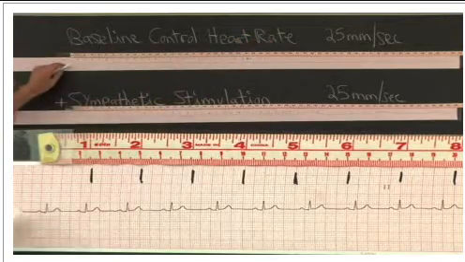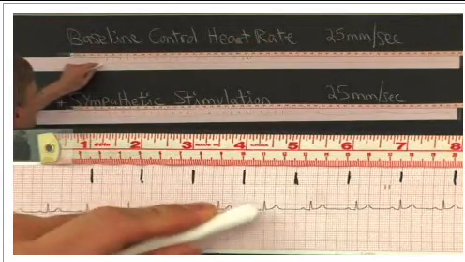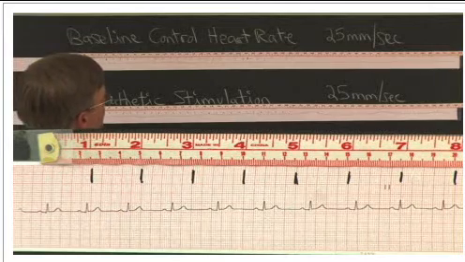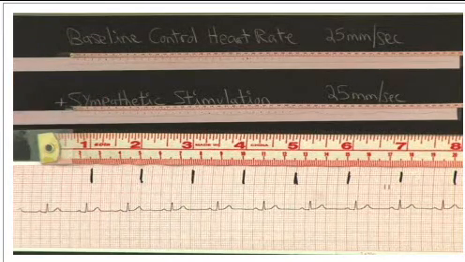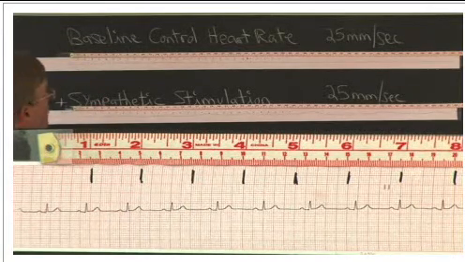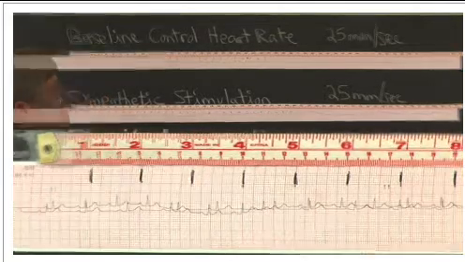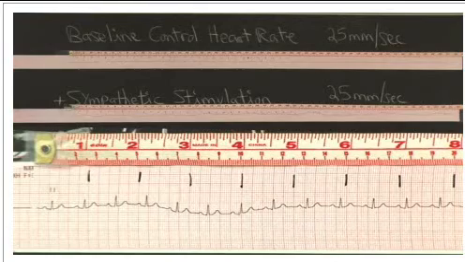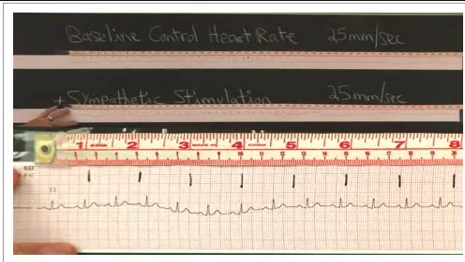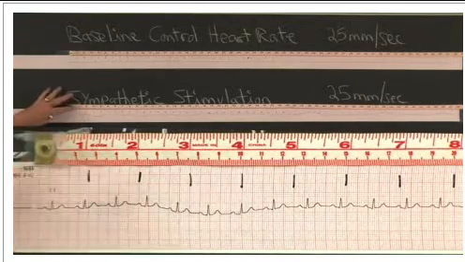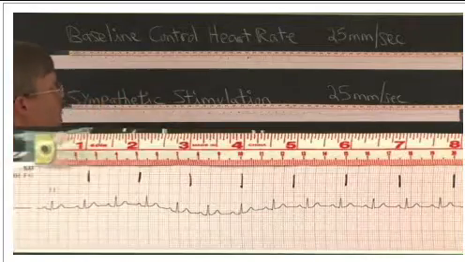And I've counted the number of QRS complexes that occur within that 30 seconds. I found that it is 39. So that would give me a heart rate of 78 beats per minute. We can compare that to the ECG trace taken from the same subject that was given mild sympathetic stimulation.